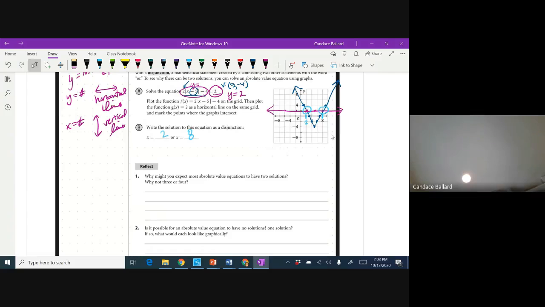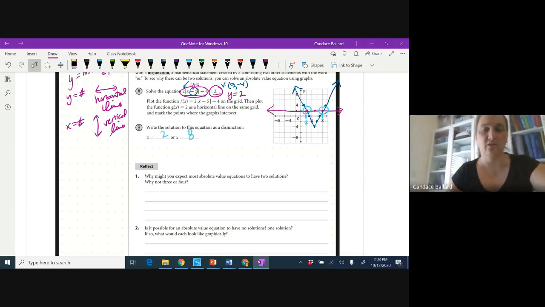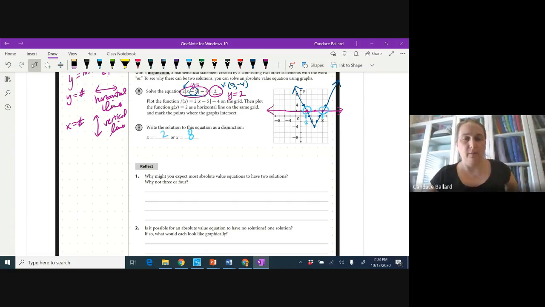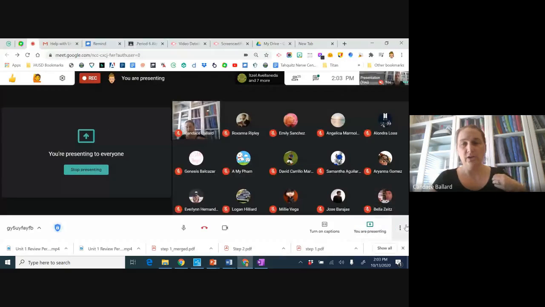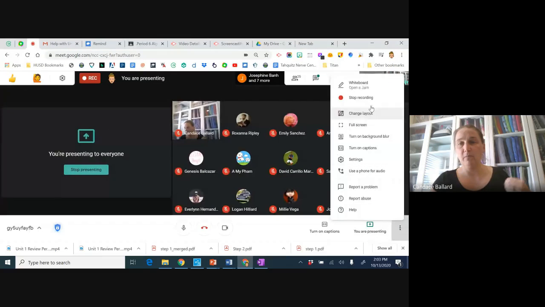Okay, so now we've got some reflection questions. We're going to do this in a Jamboard. I'm going to set a Jamboard out there and we're going to answer this question in it. Why might you expect the absolute value equations to have 2 solutions? Why not 3 or 4? You start thinking about that question as I create the Jamboard.